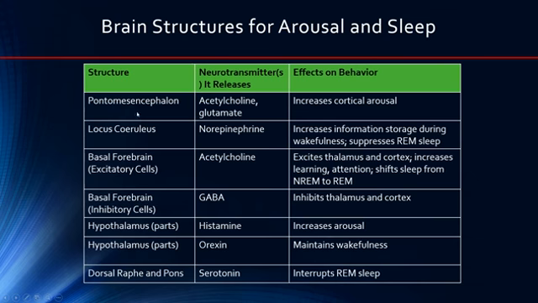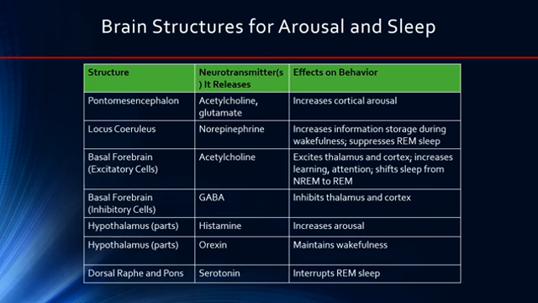So the pontomesencephalon releases acetylcholine and glutamate and increases cortical arousal as we wake. The locus coeruleus, norepinephrine, increases information storing during wakefulness and suppresses REM sleep. The basal forebrain has acetylcholine, excites the thalamus and cortex, increases learning, attention, and shifts sleep from non-REM to REM sleep. So this is particularly important for memory formation during REM sleep.